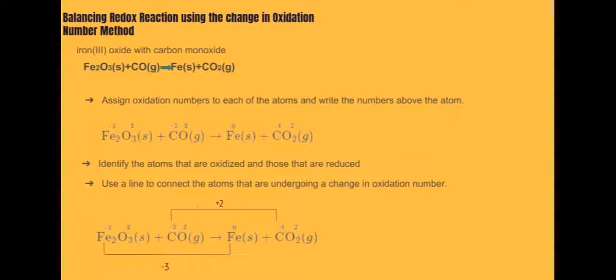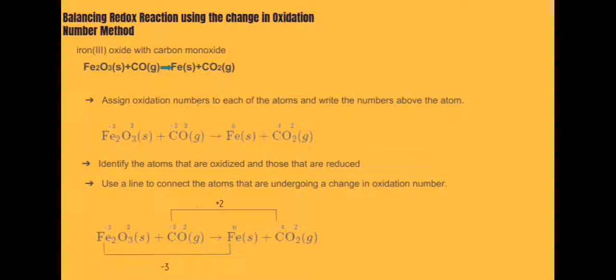Next step is use a line to connect the atoms that are undergoing a change in oxidation number, and on the line, write the oxidation number change. The carbon atom's oxidation number increases by 2, while the iron atom's oxidation number decreases by 3. As written, the number of electrons lost does not equal the number of electrons gained. In a balanced redox equation, this must be equal.